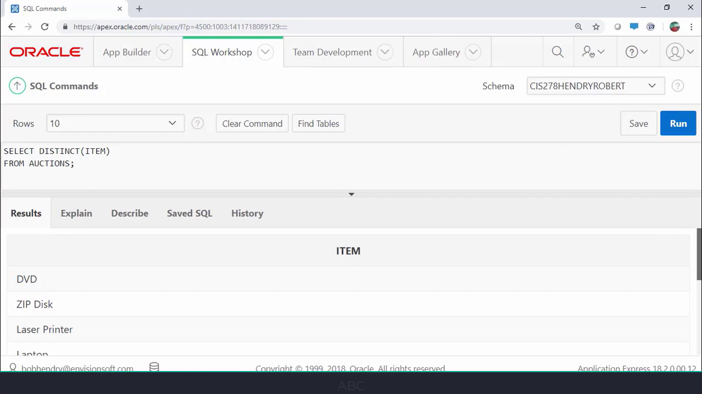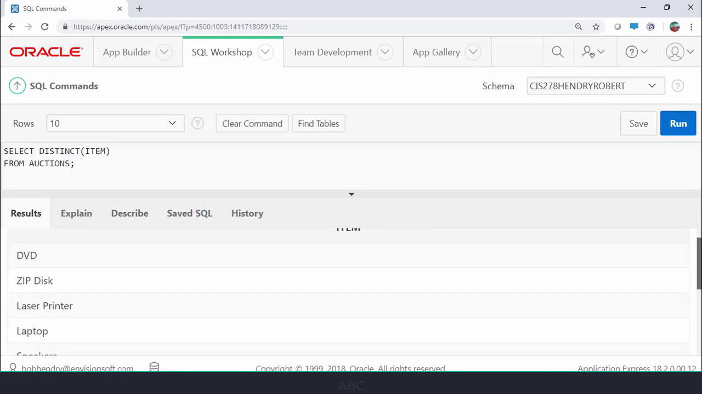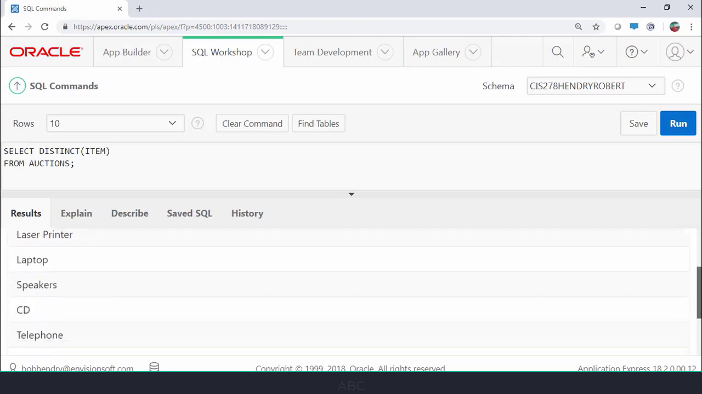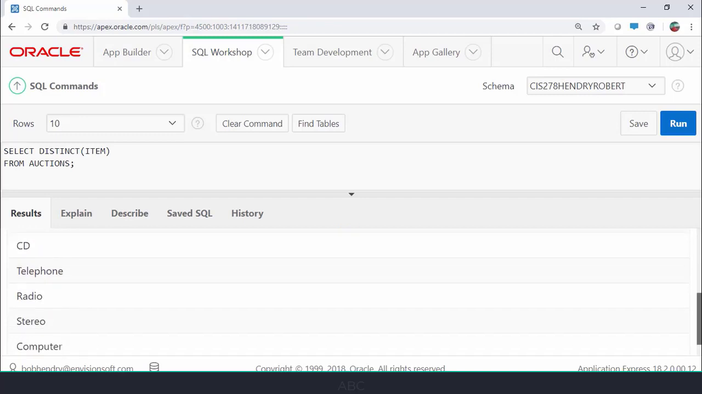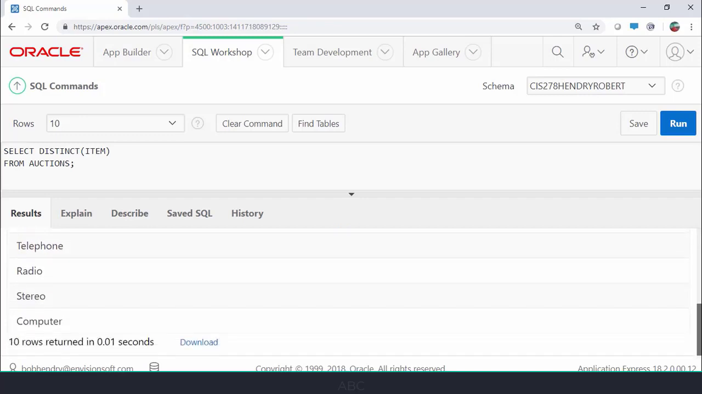So we can say that we have DVDs, zip disks, laser printers, laptops, speakers, CDs, telephones, radios, stereos, and computers. So these are the distinct values that we have for the item column. Select distinct. Now, is distinct an aggregate function? Probably not, because it doesn't bring back one value, but don't categorize it. Don't go down the rabbit hole of whether it's an aggregate function or not, because it really doesn't matter.